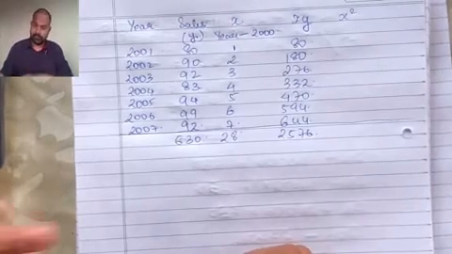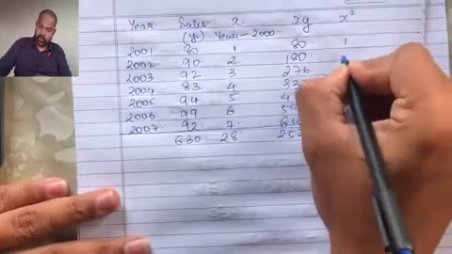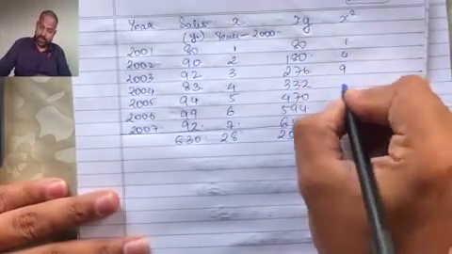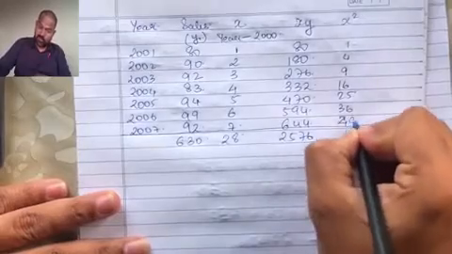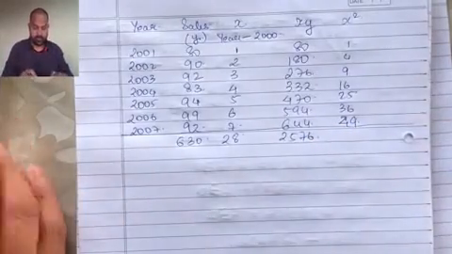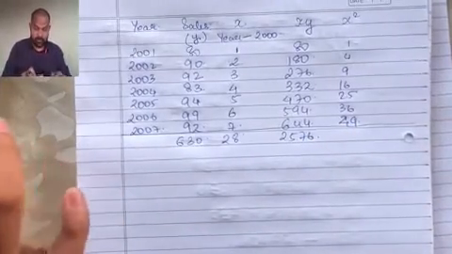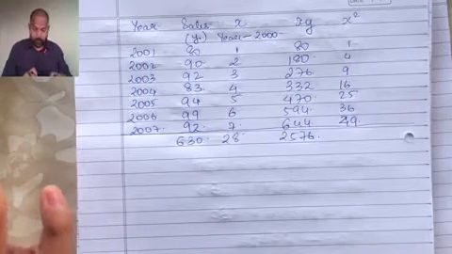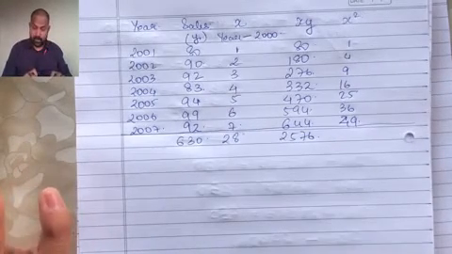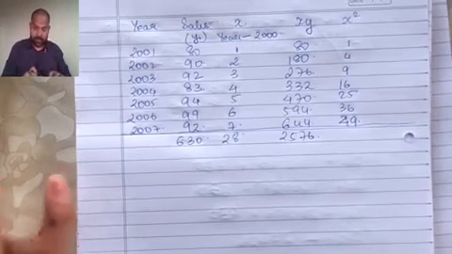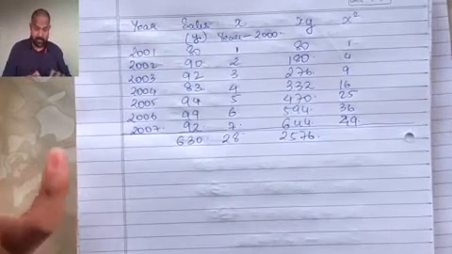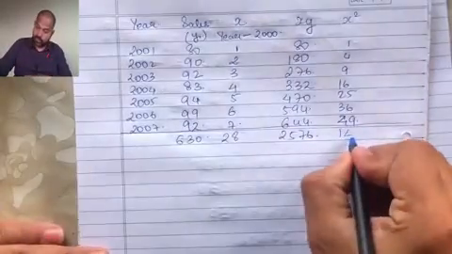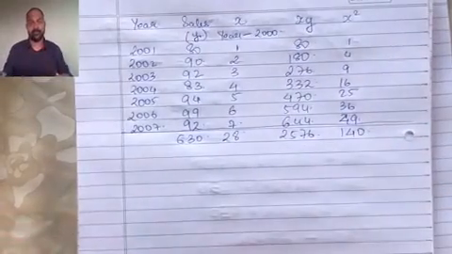X square. 1 square is 1, 2 square is 4, 9, 16, 25, 36, 49. So 1 plus 4 plus 9 plus 16 plus 25 plus 36 plus 49 is a total of 140.